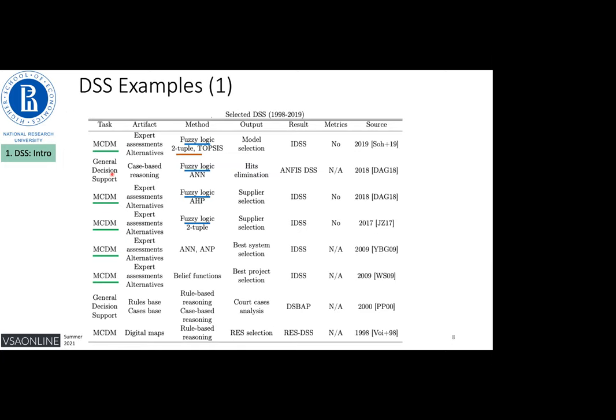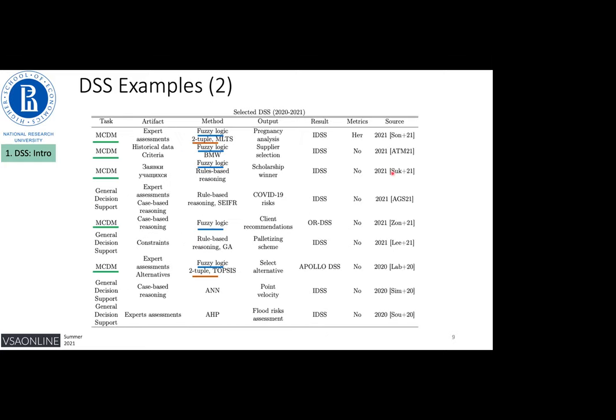To give you some more examples of real life decision support systems, here is a table containing some selected DSS developed in the past two decades. As we can see here, most of the DSS are targeting MCDM, which stands for multi-criteria decision making. And also we note that fuzzy logic becomes a mandatory part of modern decision support systems. So these were papers from the last two decades, and here are papers from the last 2 years. As we can see, the tendency is still there. So it is multi-criteria decision making with fuzzy logic embedded.